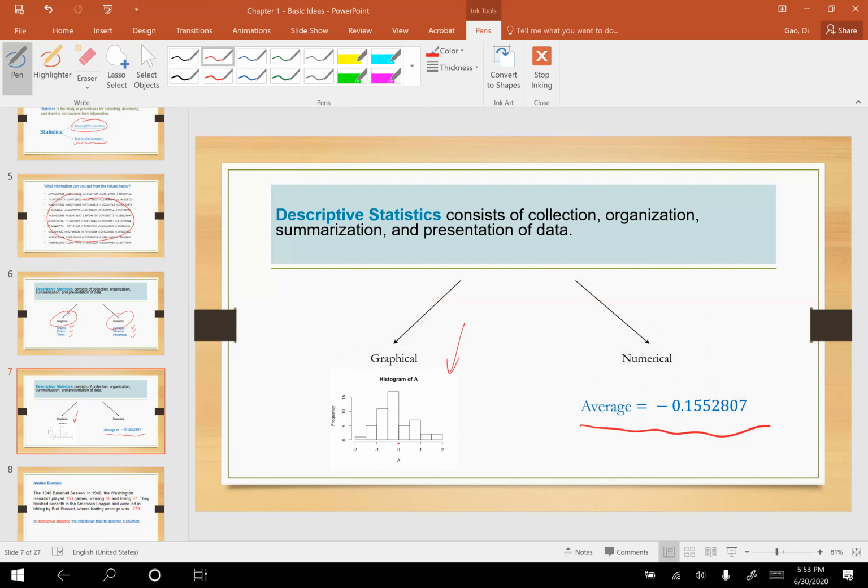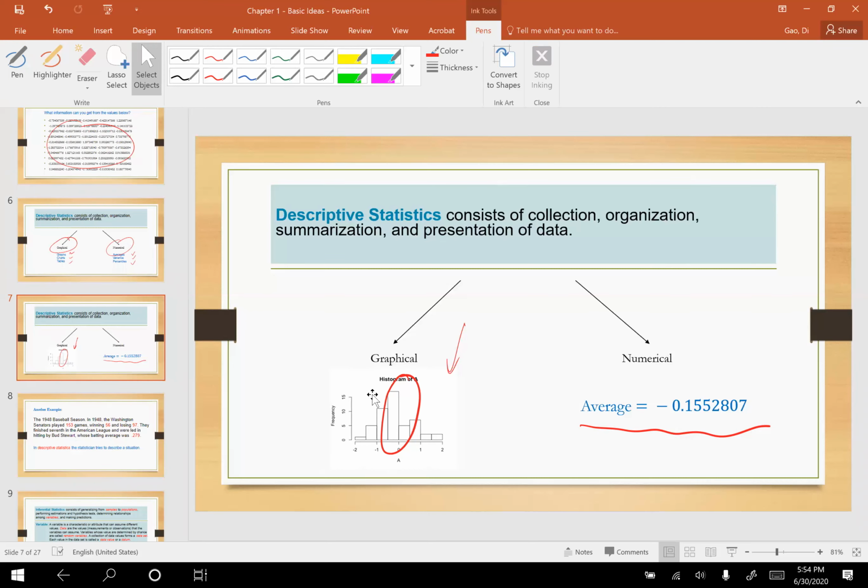From the histogram, we can see the majority. We got a really high bar here, right? In the center, around 0. That means the majority of the data values are around 0. That's the info we can get from the histogram, or the graphical way. And in the numerical way, we got an average equal to negative 0.1552, which is very close to 0 as well. So the info we can get from these numbers is they're describing some values that are very close to 0. That is descriptive statistics.